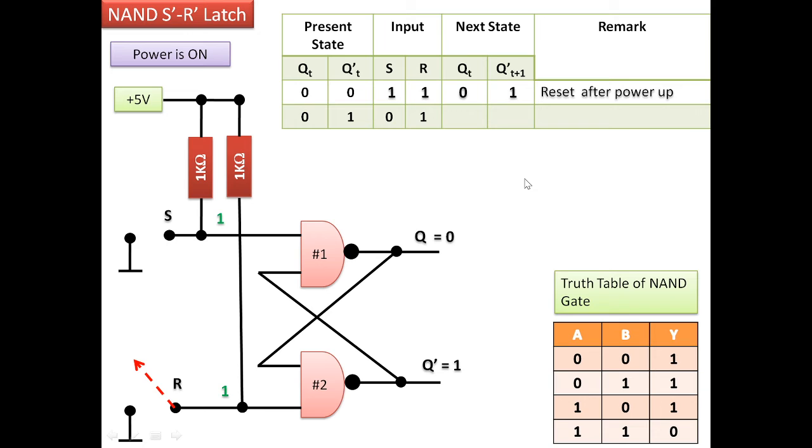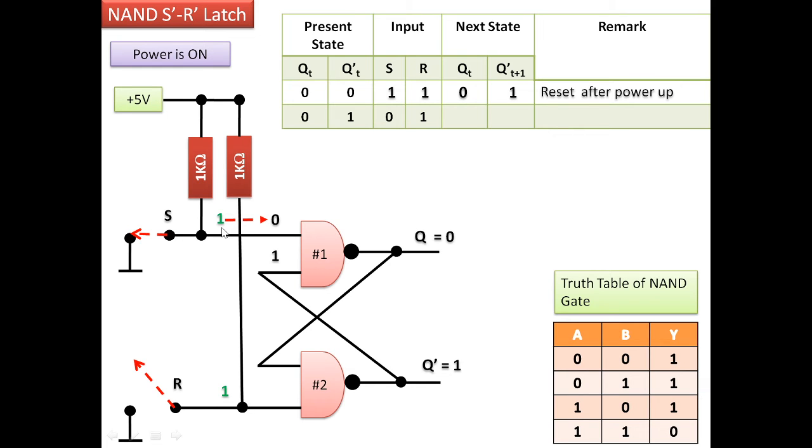Using the set terminal, that is S, or the R terminal, we'll have to change the output. In order to do that, we will use the set terminal and connect it to ground. When we connect this to the ground terminal, this terminal momentarily becomes 0. Since we have made a change in NAND gate 1, it is going to work earlier compared to NAND gate 2.